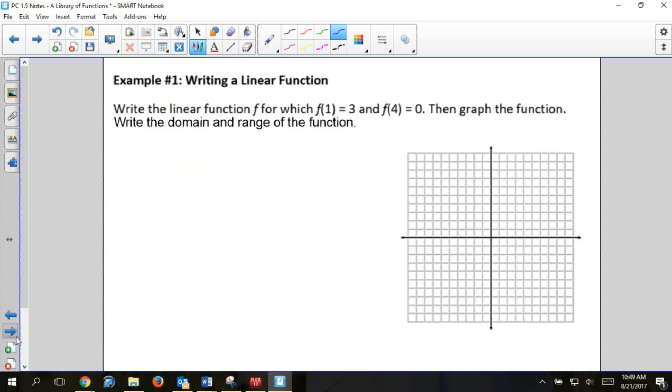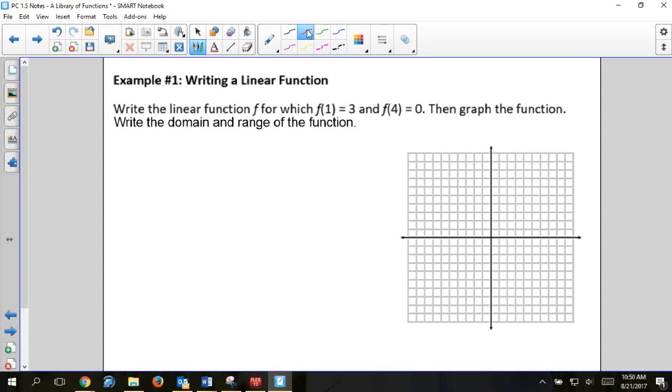All right, example 1. This is the kind of stuff you'll do in your homework. We're going to write a linear function. Write the linear function f for which f of 1 equals 3 and f of 4 equals 0. Then graph the function. Write the domain and range of the function. So we're going to use these numbers right here. F of 1 equals 3.